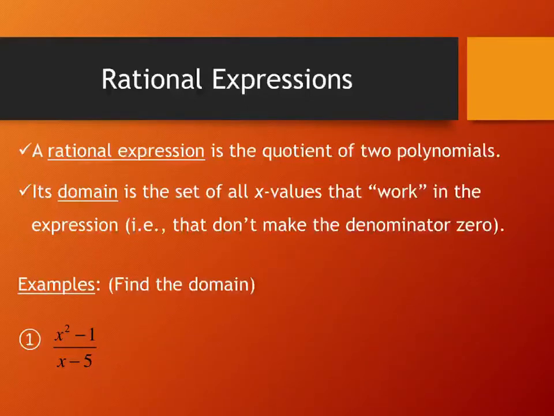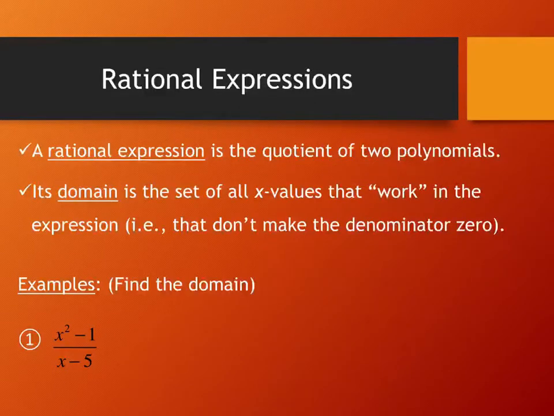Its domain is the set of all x values that work in the expression. And what we mean by work is that they don't make the denominator equal to 0. So if problem number 1 is asking us to find the domain, it's equivalently asking us to find all locations where the denominator would not be 0. But in reality, what we're looking for is where the denominator actually equals 0.